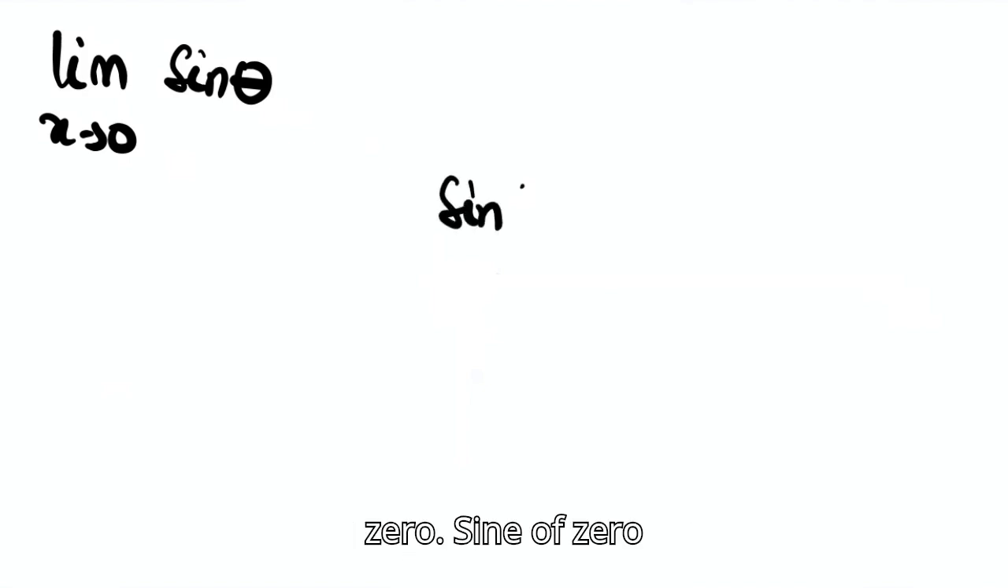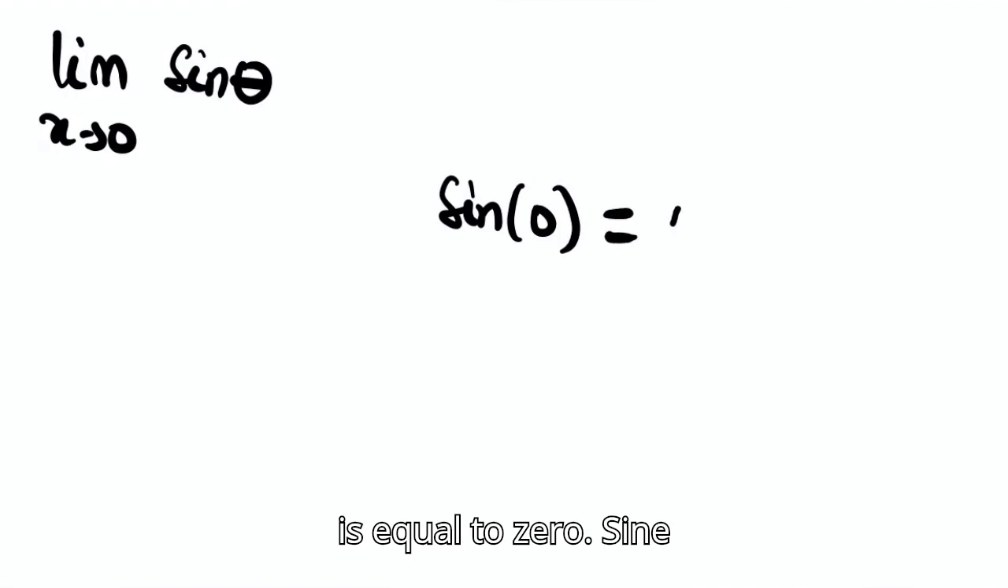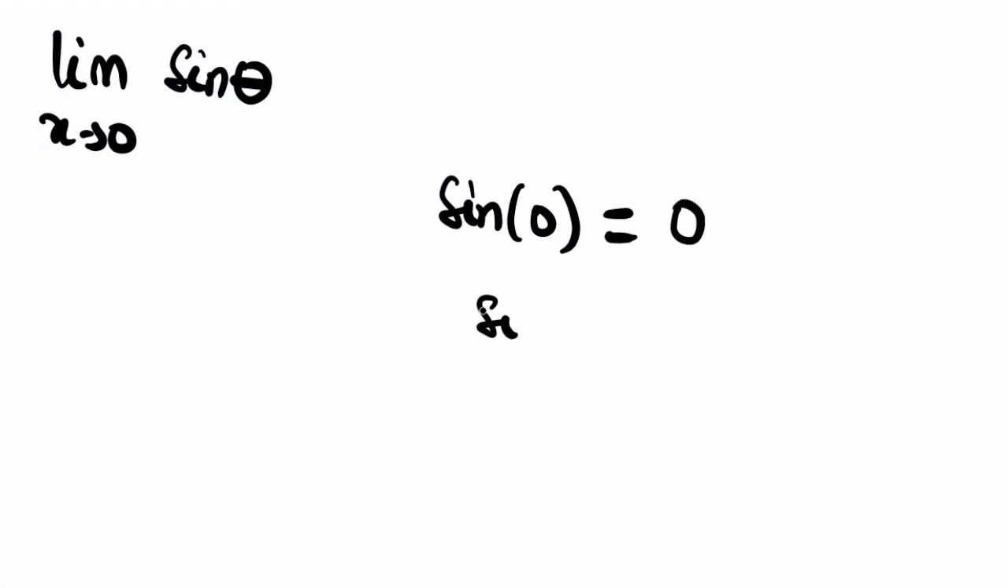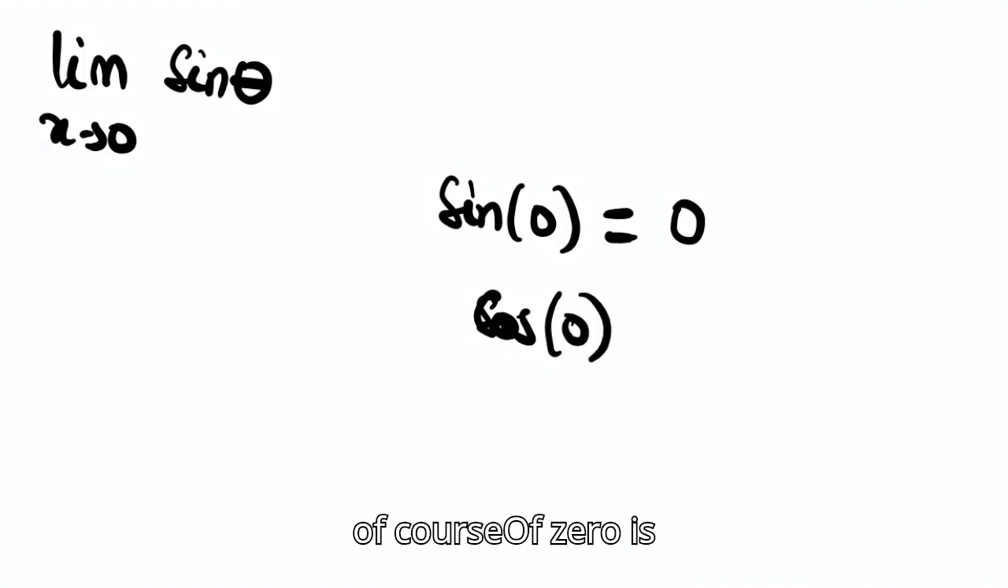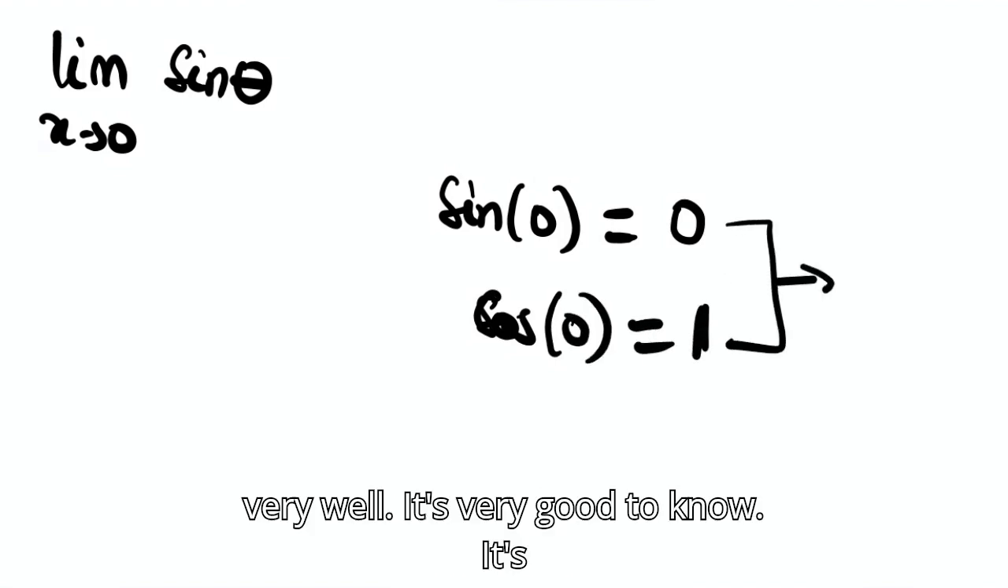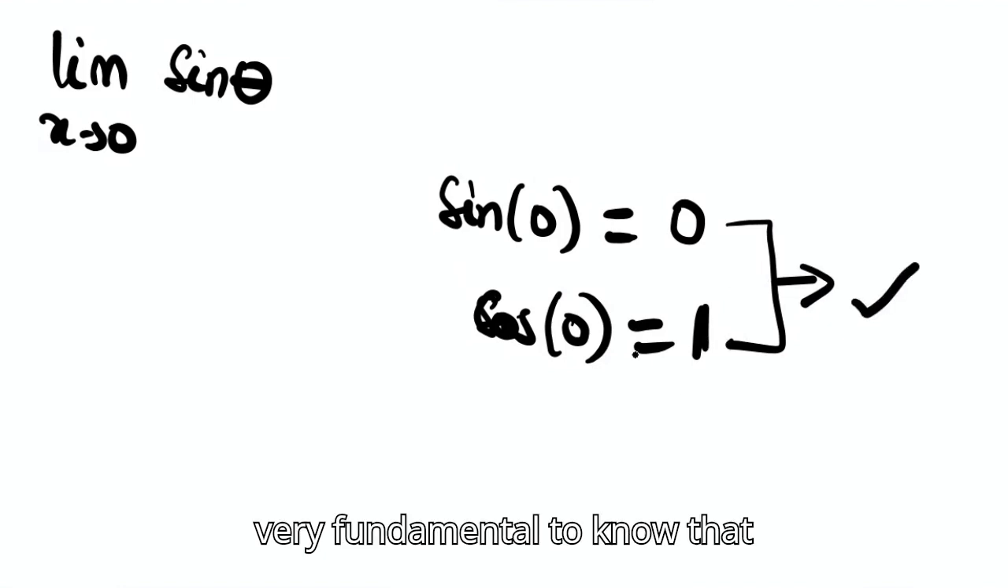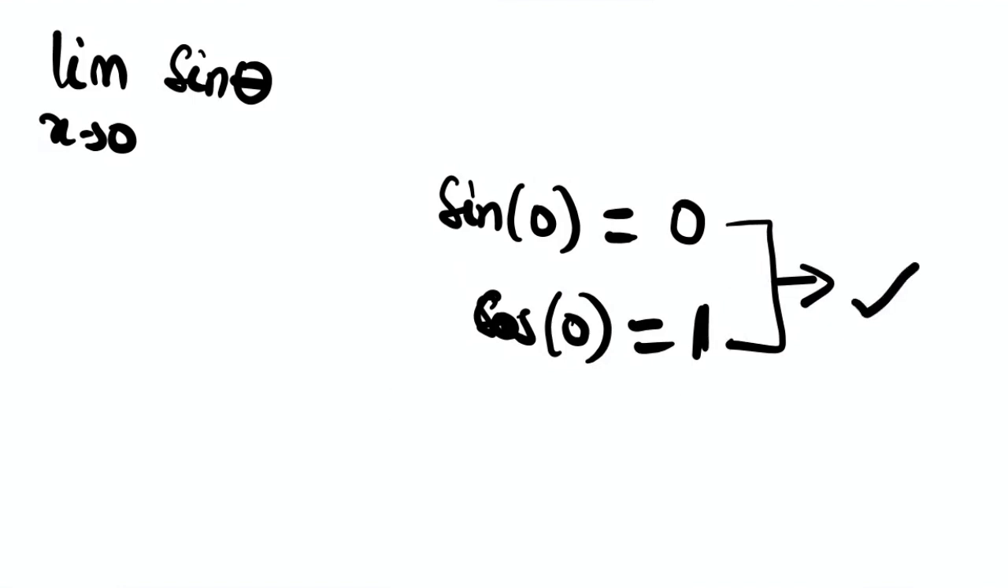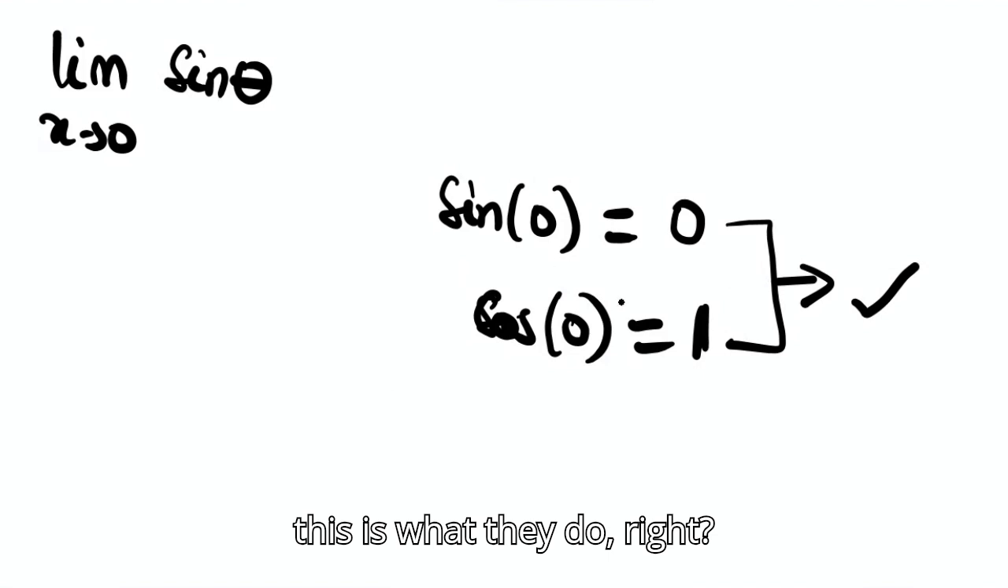Sine of zero is equal to zero. Cos of zero is equal to 1. You have to know these two very well. It's very good to know. It's very fundamental to know that this is what they do.